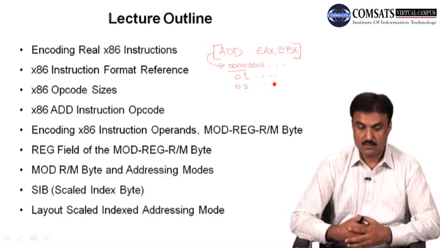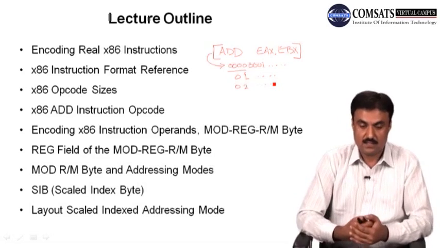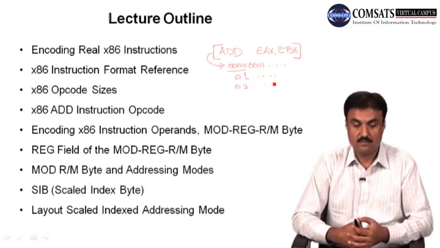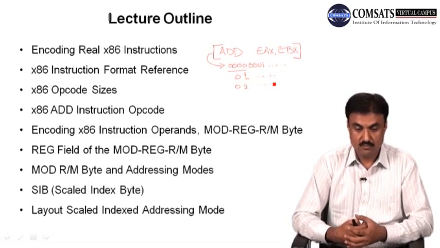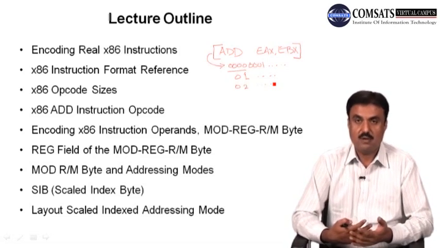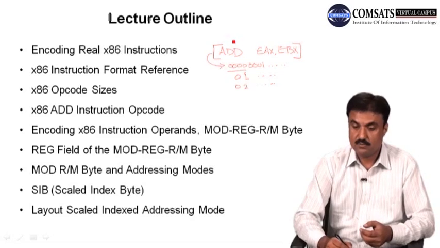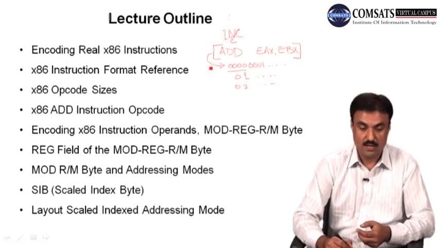After that we will discuss the x86 instruction format reference, meaning the bit pattern inside the x86 instruction format. Then the sizes of the opcode. What is the basic size of the opcode? Either 1 byte, 2 bytes, or more than that. But actually it is 1 byte, or maybe 2 bytes, only the opcode. For example, add, increment, compare, or all the other instructions, this is the opcode part. So this opcode is represented either in 1 byte or maybe in 2 bytes.